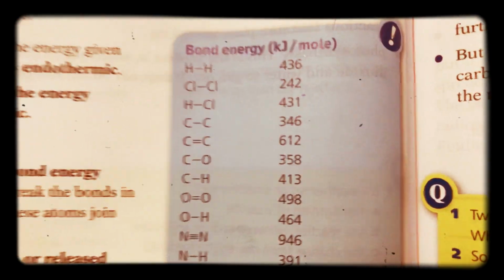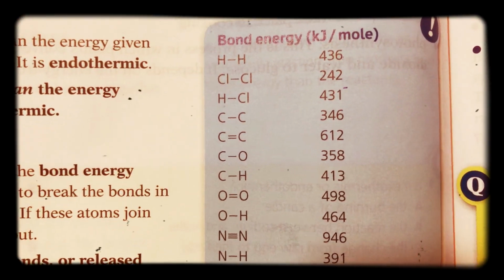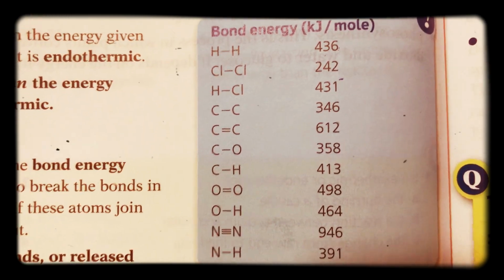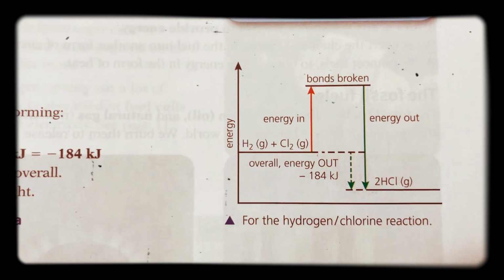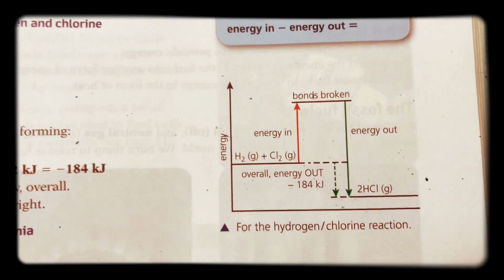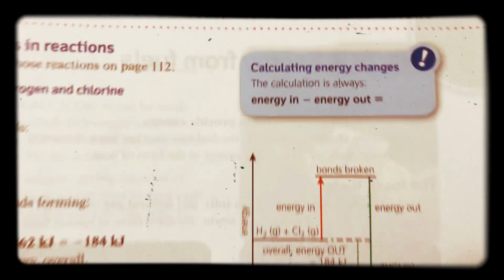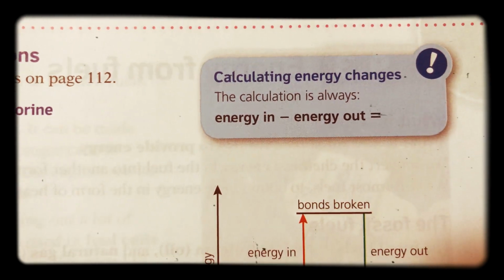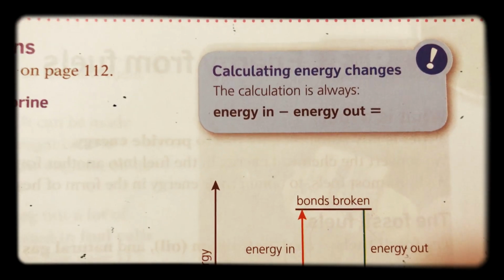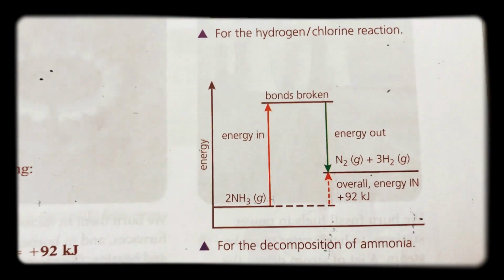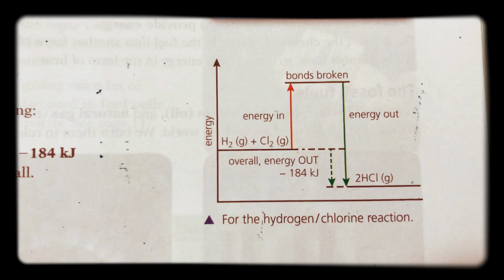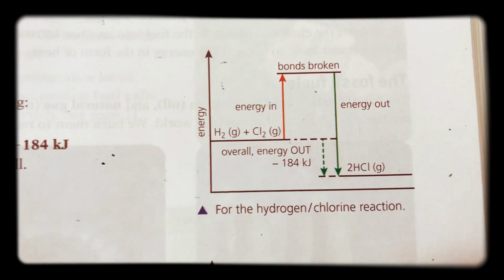This is a list of different bond energies representing some of the bonds that you find in molecules. We can use these values to calculate exact energy changes in reactions. These also relate to the energy profile diagrams that we have studied before. The calculation that you do is energy in minus energy out equals. That's a calculation that you have to remember. This is the energy profile diagram that's typical for endothermic reactions. This one over here is typical for exothermic reactions. Okay?